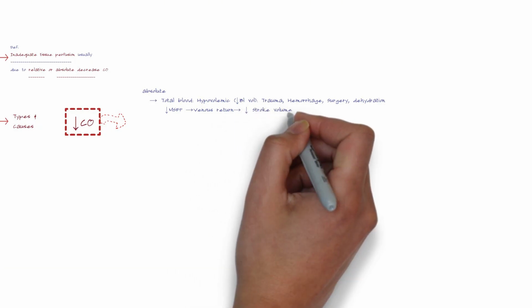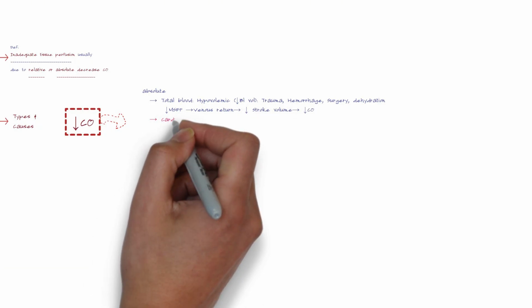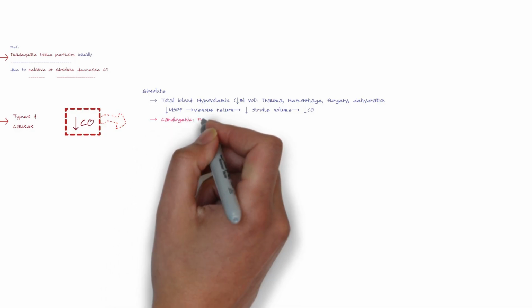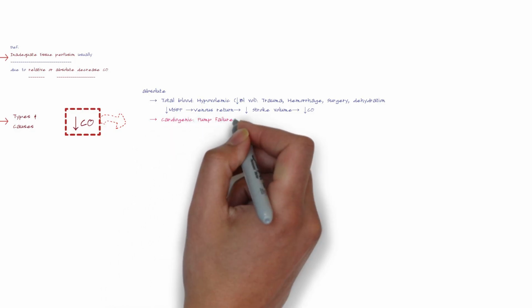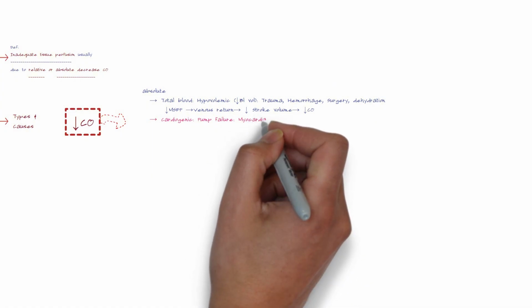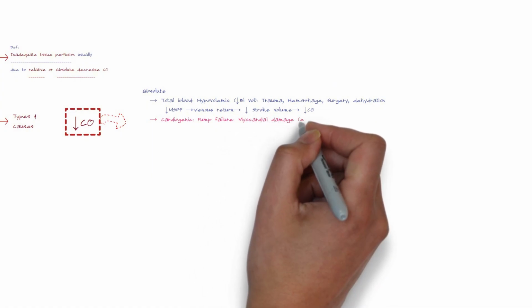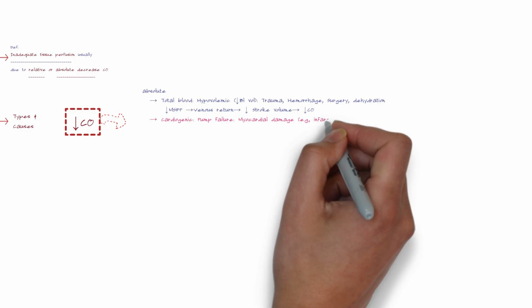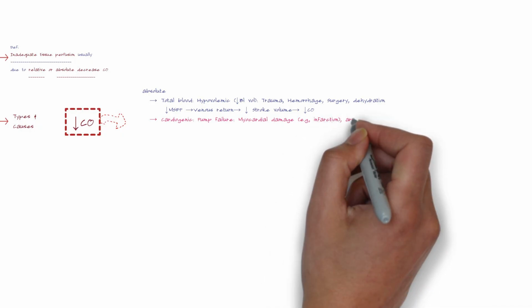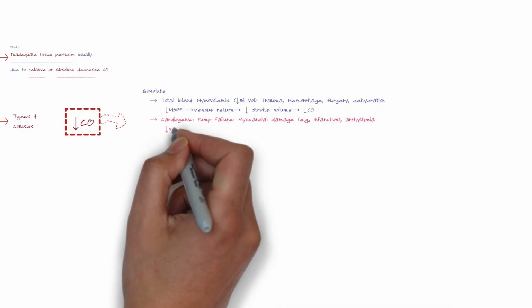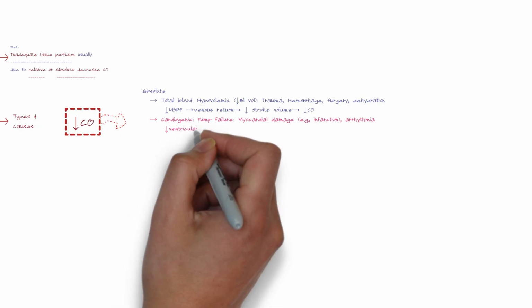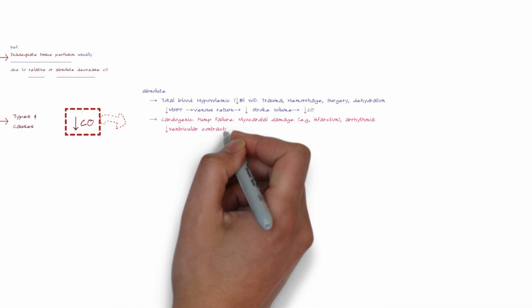Second type, the cardiogenic shock. Here, the problem is in the heart. It's pump failure, and this could be due to damage in the muscles, myocardial damage or infarction, or damage of the electrical system of the heart, the arrhythmia. In this condition, ventricular contraction decreases, decreasing the stroke volume and the cardiac output.